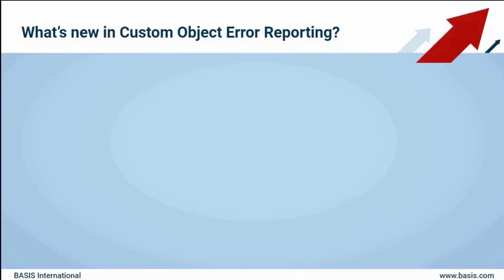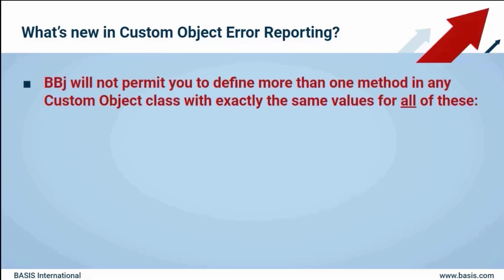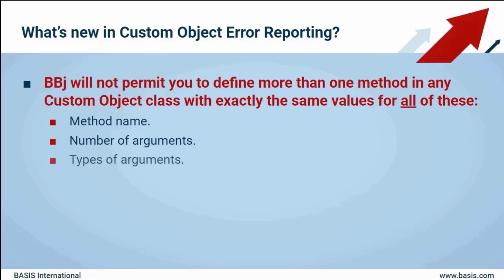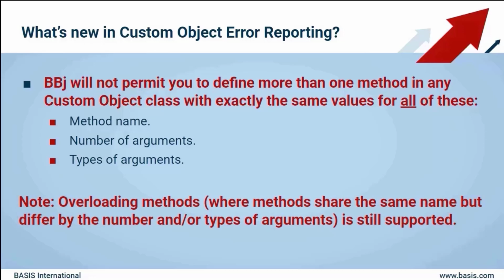What else is new? BBJ will not permit you to define more than one method in any custom object class that has exactly the same values for all of these things: the method name, so if they have two methods with exactly the same name, and exactly the same number of arguments, and exactly the same types for all of those arguments, then that's called a collision. You notice overloading methods, where methods share the same name but differ by the number or types of arguments, is still supported. You just can't have two methods that have exactly the same argument set because the compiler won't be able to tell the difference at runtime.